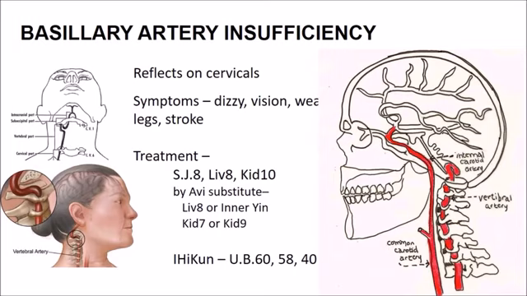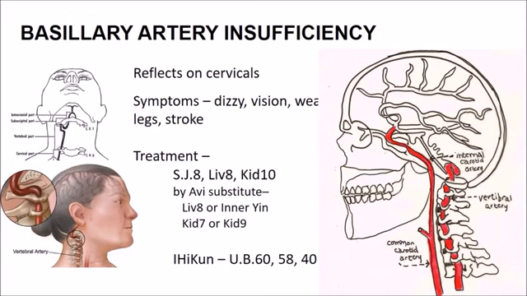The treatment points are Sanjiao 8, liver 8, and kidney 10, all on the same side of the tight or painful cervicals. Note that Sanjiao 8 here is used on the same side, whereas when we use it to release the SCM, we use it on the opposite side of the SCM.